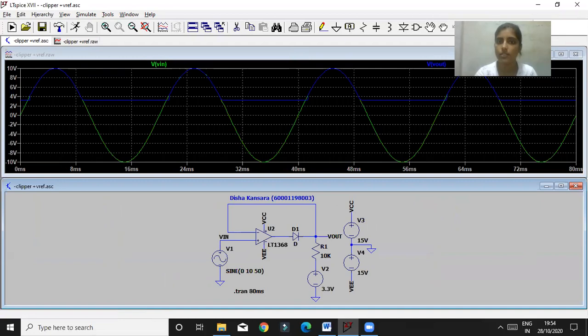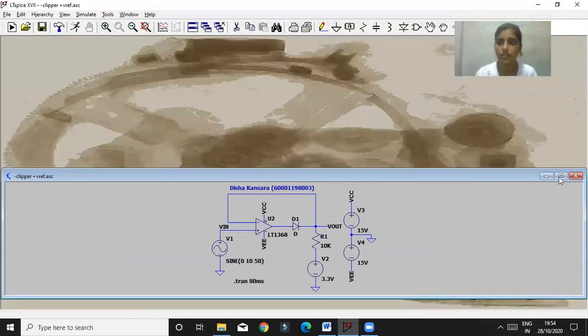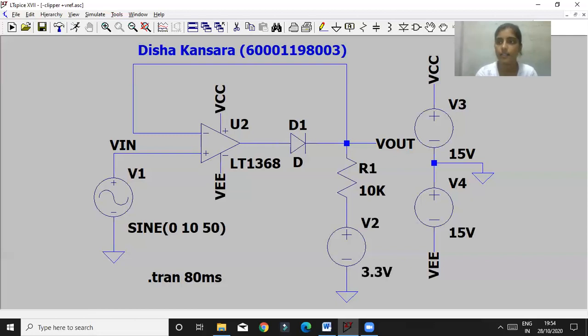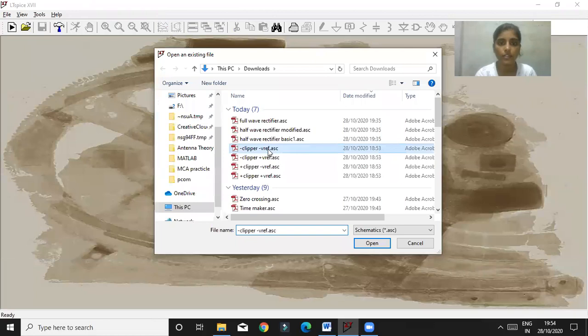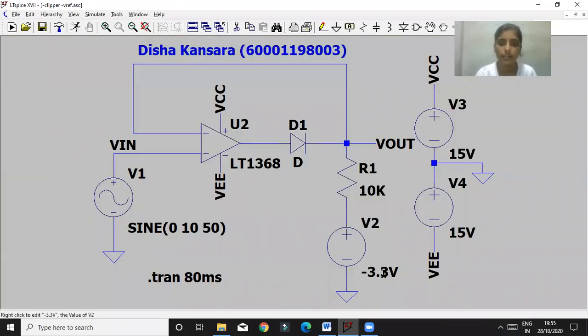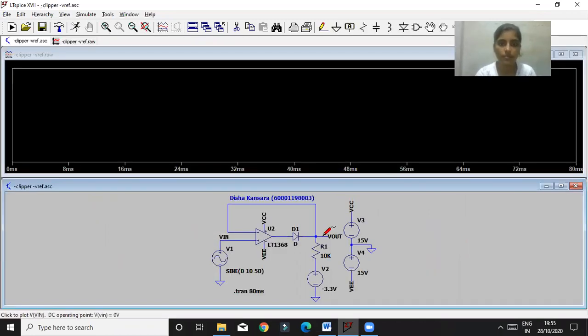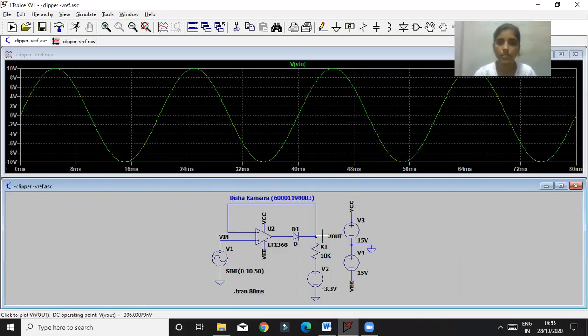And the last one is the negative clipper with negative Vref. Here I applied a reference voltage of minus 3.3, and all the rest is the same. So this is the output for the negative clipper with negative Vref, which I already performed.